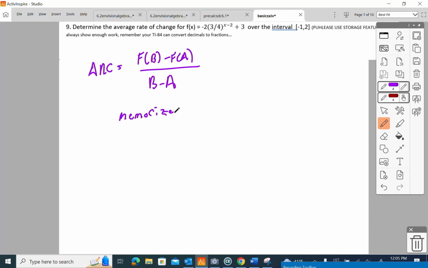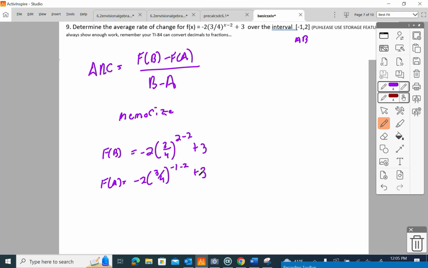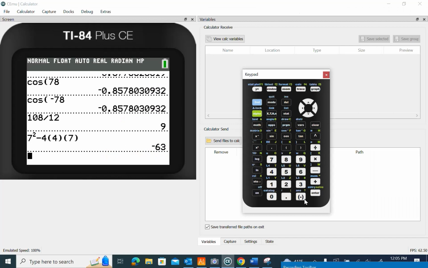Anyways, I get A and B from this guy. If I want to know what f of b is, I do that by plugging that 2 in. Feel free to play along with technology. I'm going to use it. If I want to know what f of a is, I plug in a -1. And I'm letting my x's become those values. Like I said, I'm going to use technology here. I'm going to use it quite heavily in this problem. So I need a -2. I'm going to store it to x.